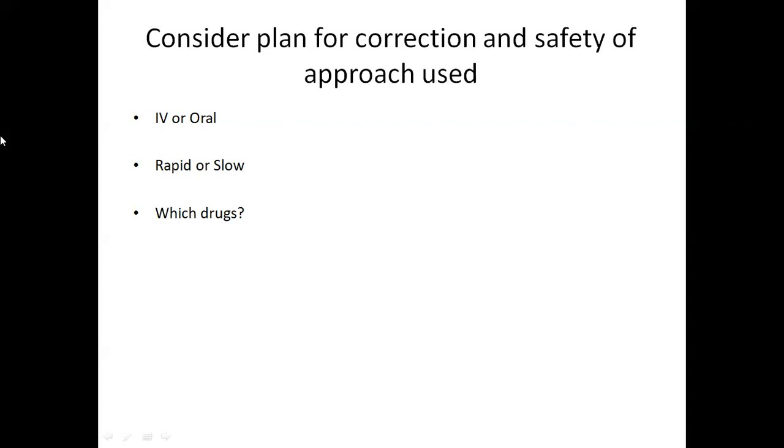So after this you need to follow a plan and safety approach. Whether I want to go for IV correction or oral correction, whether I have to give rapid correction or slow correction, and what other drugs I have to use for the correction. So this is the plan you need to formulate at the end, based on all these things: IV or oral, rapid or slow, and what drugs I have to choose.